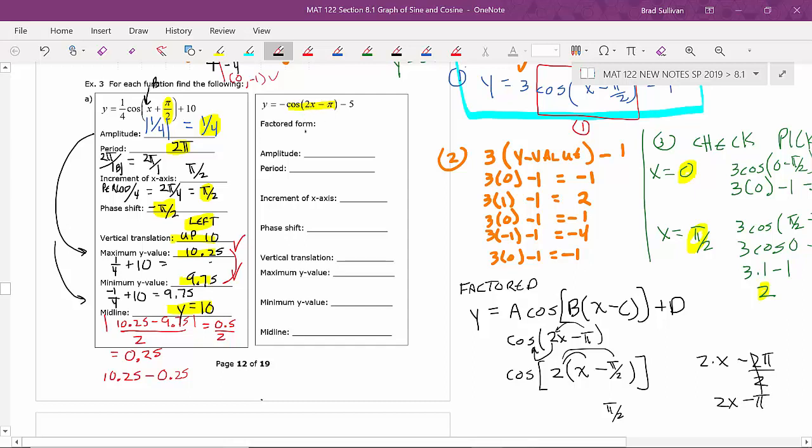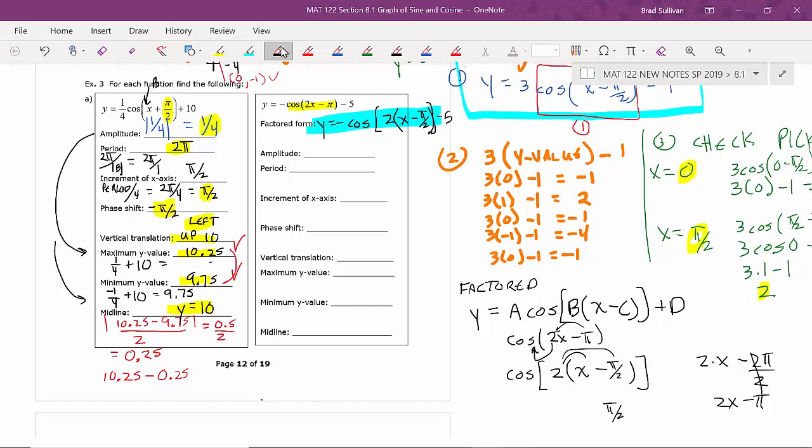and that's what the problem started with anyway. So the factored form is going to be y equals negative cosine bracket 2x minus pi over 2 minus 5. Okay, so that is our factored form, and that's important to do because you can't figure out the phase shift unless you put that in a factored form. So if it's not in a factored form, always do that.